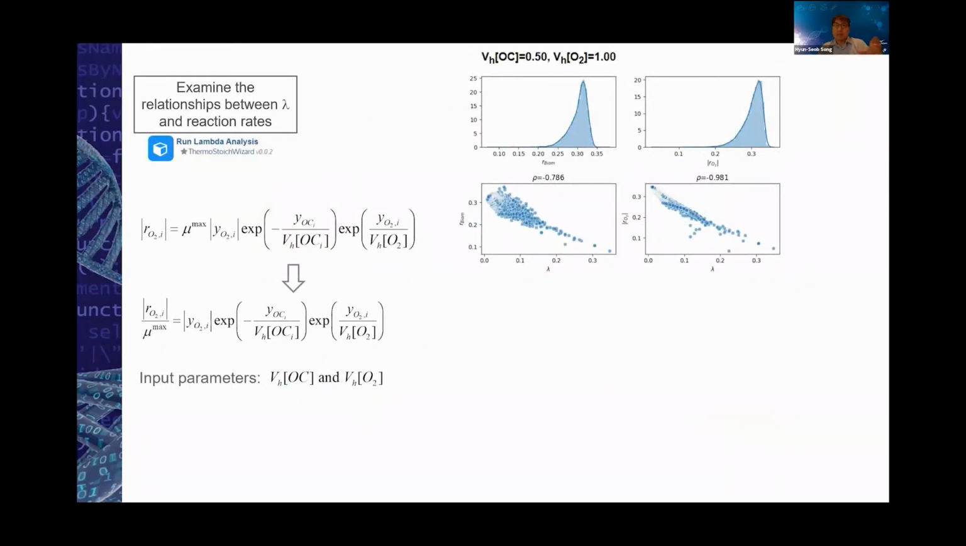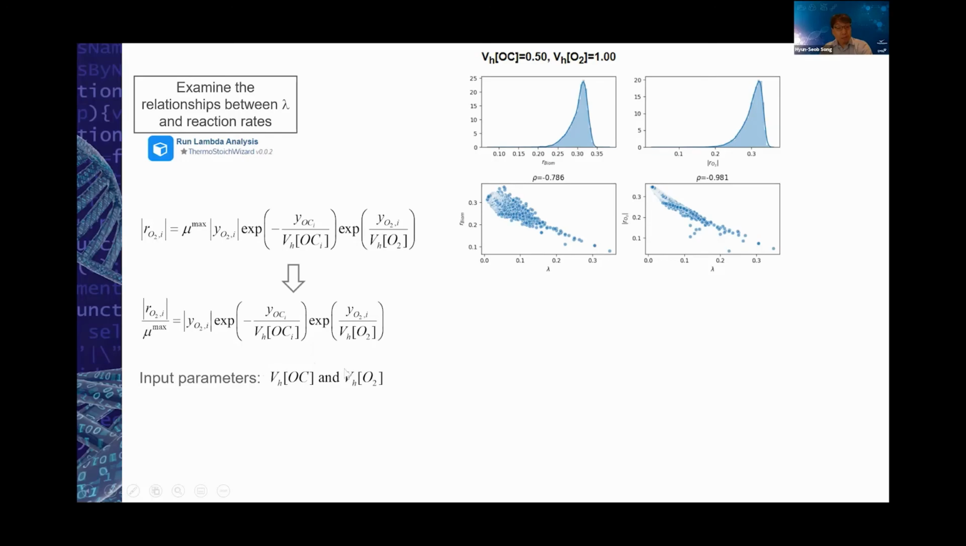And we have an option, I'll talk about that again later, whether we can use them like original compounds, or we can select them through random sampling, or we can use representative compounds for dynamic simulation. Anyway, so second app is examine the relationship between lambda and reaction rates. And then for correlation, we don't have to specify mu max. Actually, we can divide both terms by mu max because correlation is not affected by scaling factor.